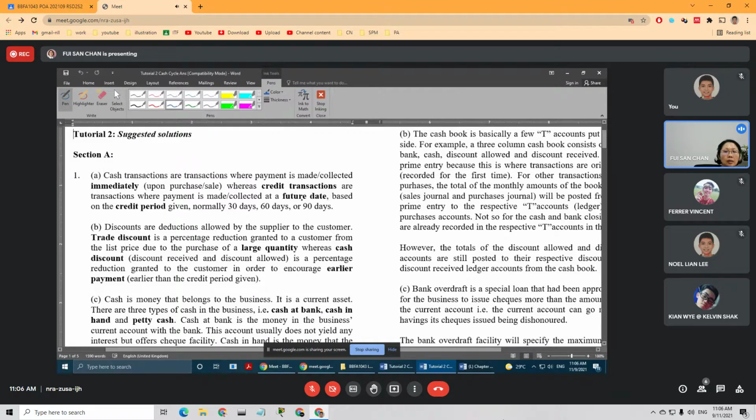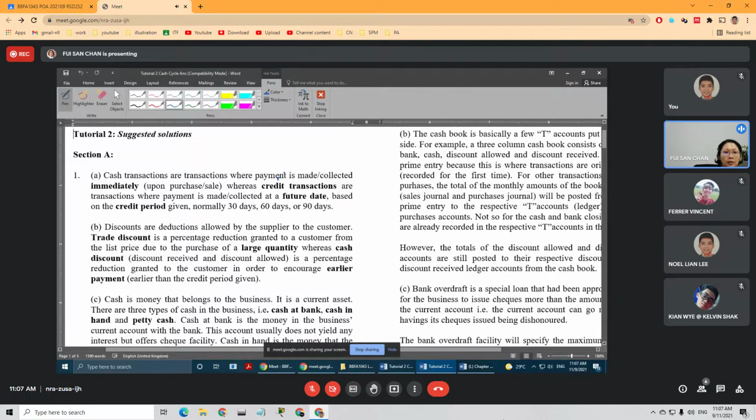So for credit, do you usually pay more, or is this still the same amount? No, you don't pay more, still the same. Let's say you sell to your customer, you just allow them to pay later. But the amount is still the same. Ah, okay. The amount is actually still the same.